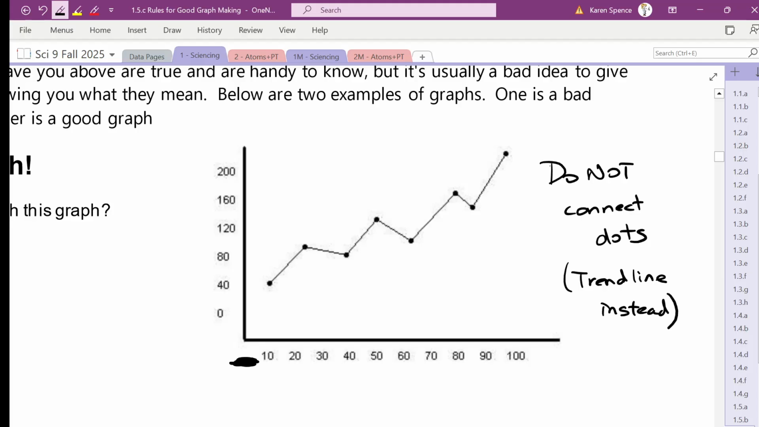What else is wrong with this graph? There's no title. Anything else missing? Why is the 0 floating up here? Why would we not put 0 down at 0? There's no labels, yeah.